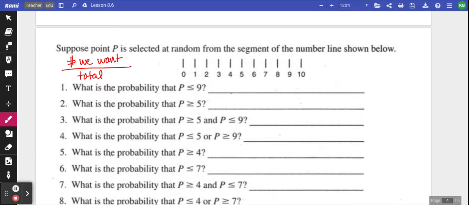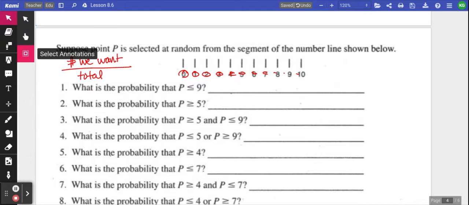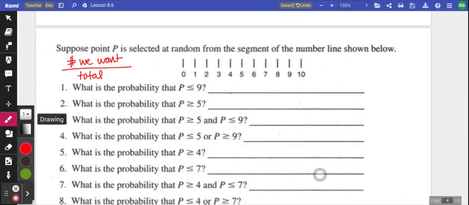So we're basically picking a random stick. If I count them, there are 1, 2, 3, 4, 5, 6, 7, 8, 9, 10, 11 sticks actually, because we have to include that 0. So all of my totals for these are going to be out of 11.